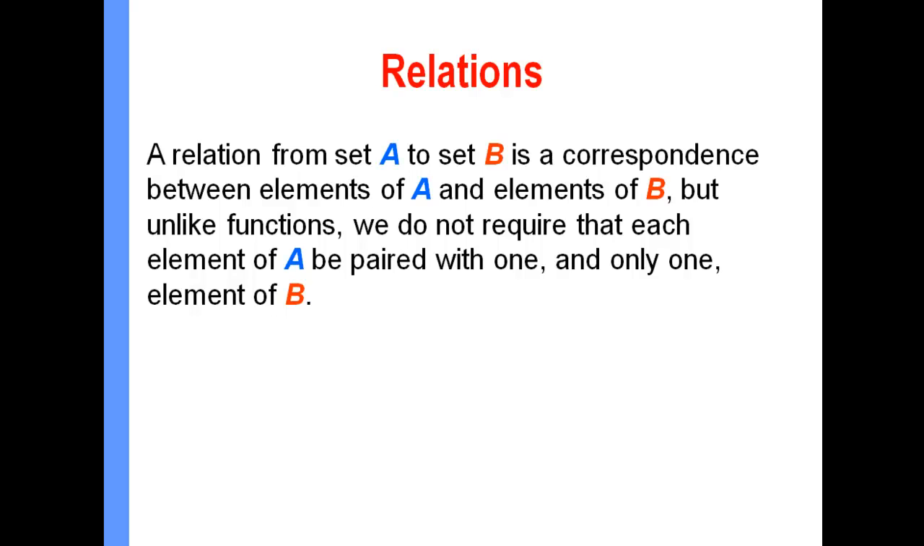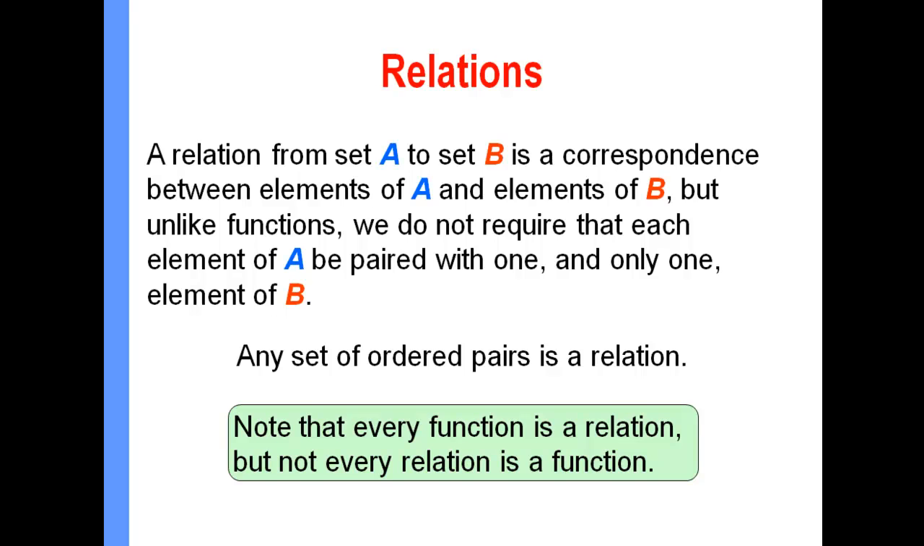Functions are relations, but not all relations are functions. So let's talk about what a relation is. A relation from set A to set B is a correspondence between elements of set A and elements of set B. But unlike functions, we do not require that each element of A be paired with one and only one element of B. So any set of ordered pairs is a relation. But note again that every function is a relation, but not every relation is a function.